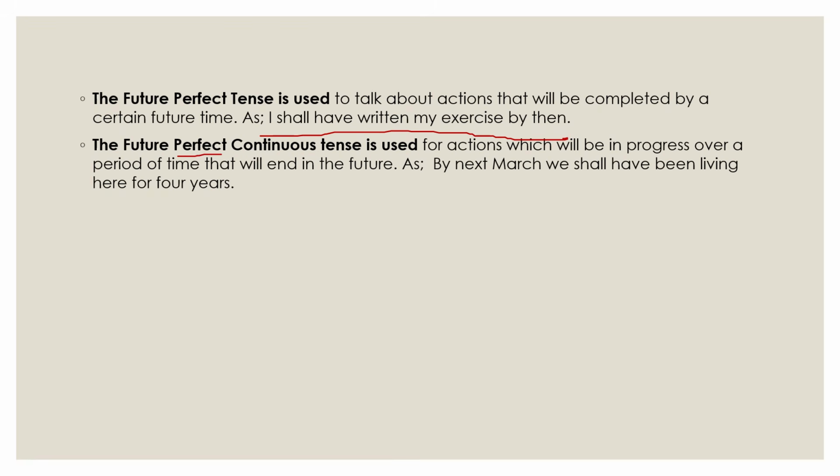Next, the future perfect continuous tense. At this point of time tomorrow, I will have been playing badminton for an hour. That's it, okay. So at this point of time tomorrow, you will have been doing a job until this point for some period of time. That you can call future perfect continuous tense, okay.